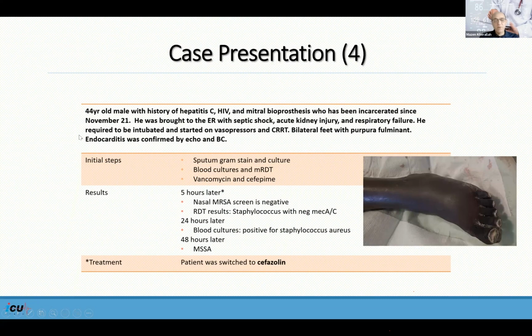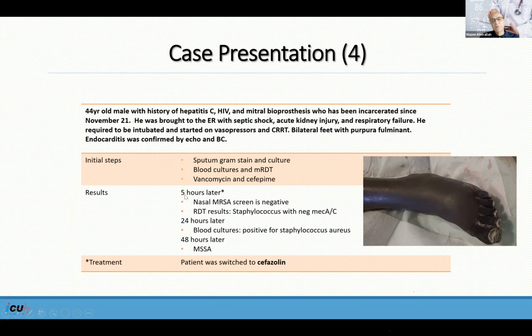But let's just go back. Before we made the diagnosis of endocarditis, what we did is sputum gram stain and cultures. We had blood cultures and rapid test, and the patient was started initially on broad spectrum antibiotics with vancomycin and cefepime. Again, this patient is at risk. He's incarcerated, HIV positive, hepatitis C positive.